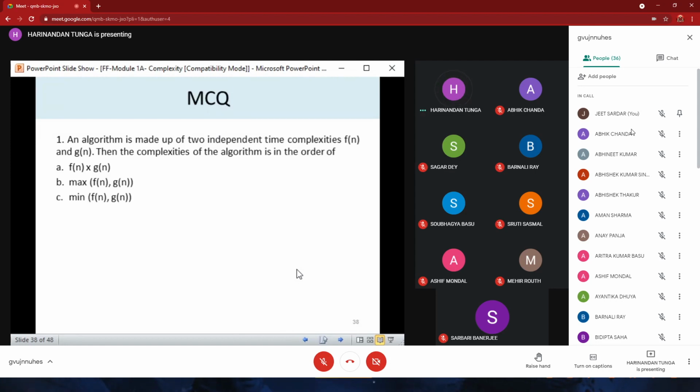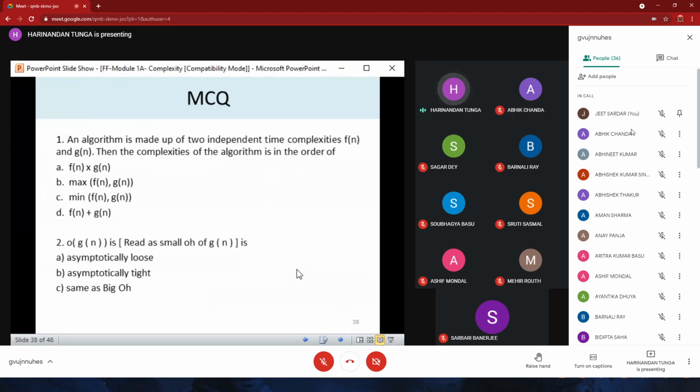Now, this one is the first question and second question shown in the slide. The first question: an algorithm is made up of two independent time complexities, f(n) and g(n). Then the complexity of the algorithm is in the order of max of f(n), g(n). Max function is there and min function is there.